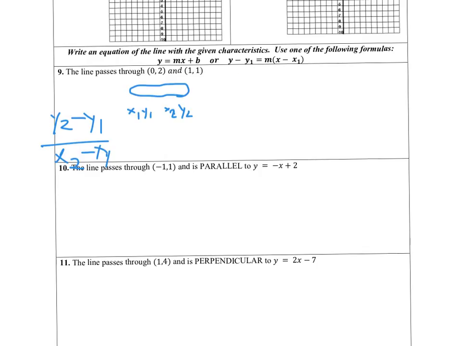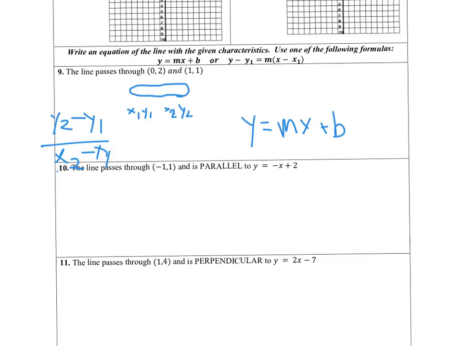Whoops, need a pen. Rewrite it back in y equals mx plus b, all right? Because you're finding the m here. Then once you find the m, choose one of these 2 points, the x and y, and plug those in there and solve for b.